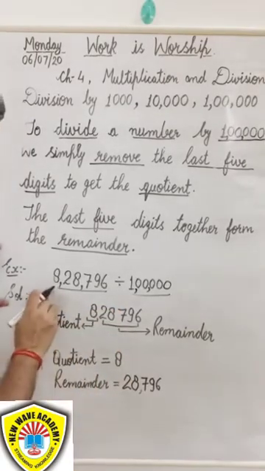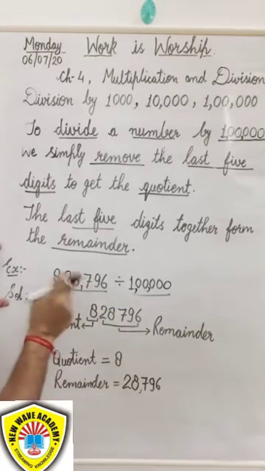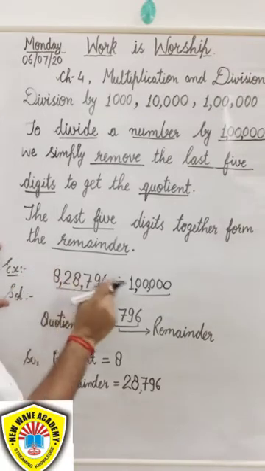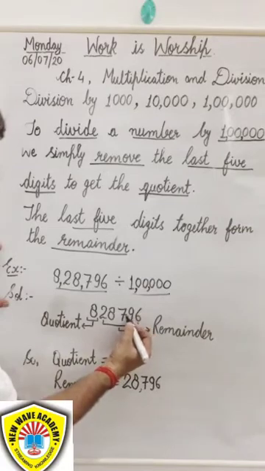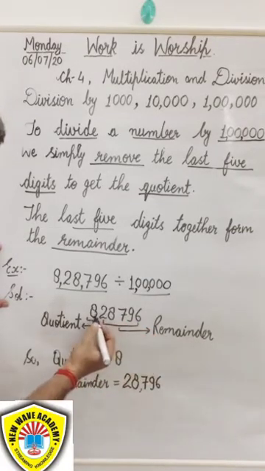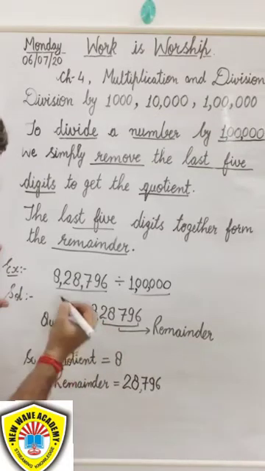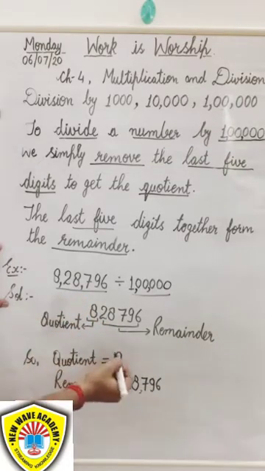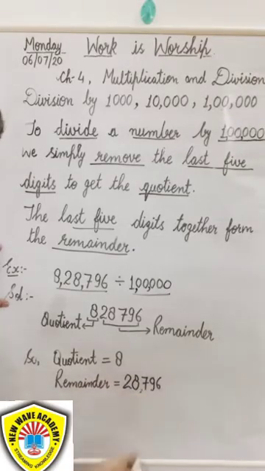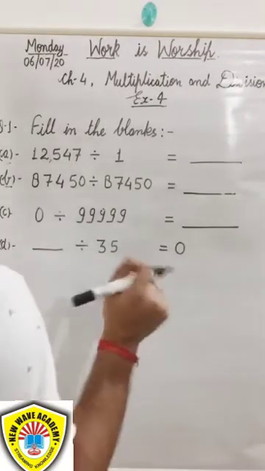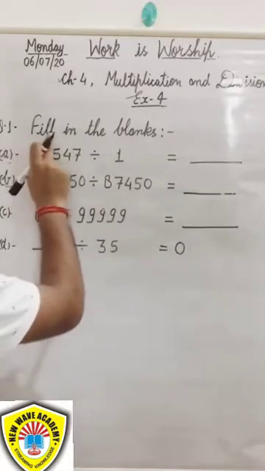Okay, suppose that here we have a number 8,28,796, which we have to divide by 1 lakh. So the digits on its ones, tens, hundred, thousand, 10,000 place form the remainder and the remaining digit, which is 8, forms the quotient. So our quotient will be 8 and the remainder will be 28,796.